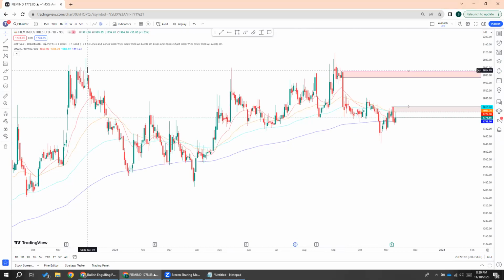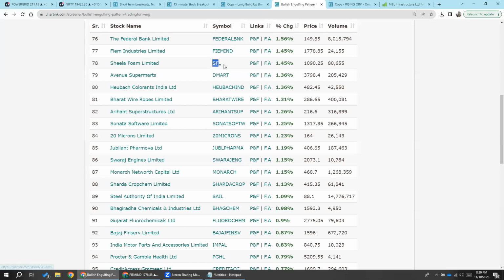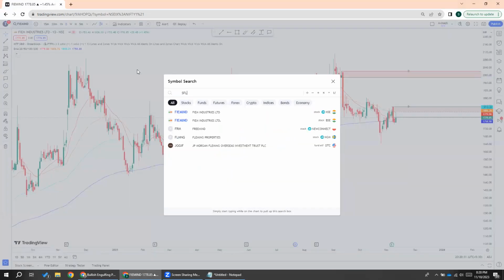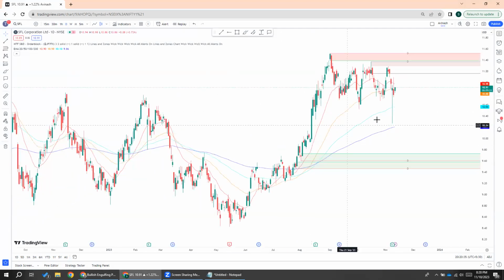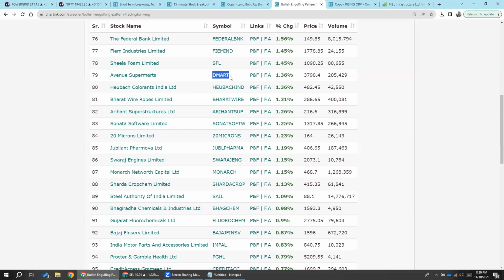It's near to its consolidation, will wait. SFL. Wow, good rejection, but it has nearby resistance or supply levels coming. So we'll wait.